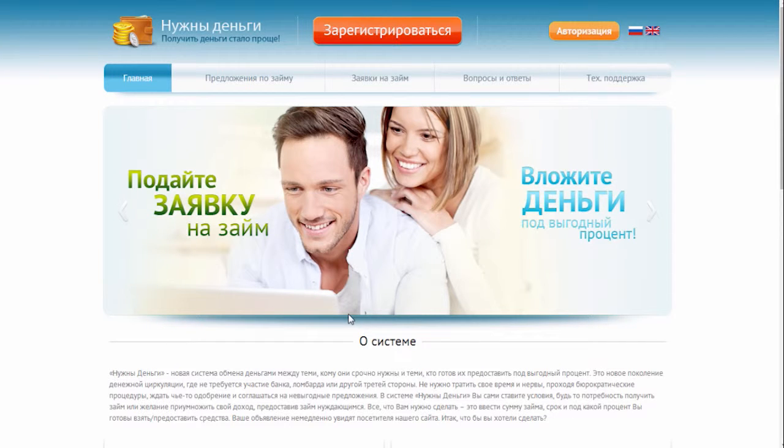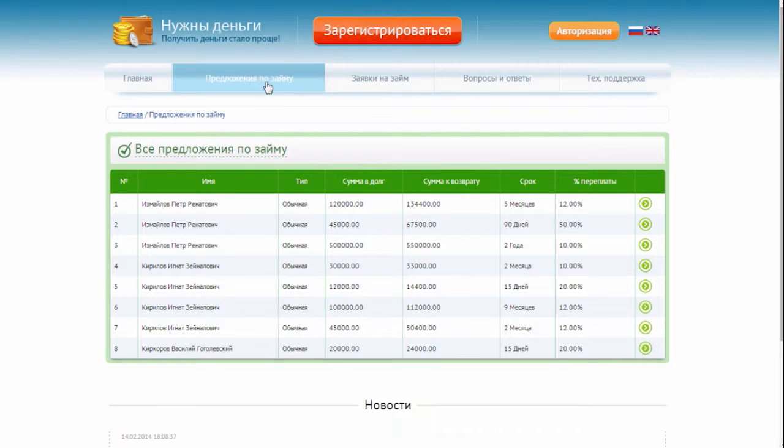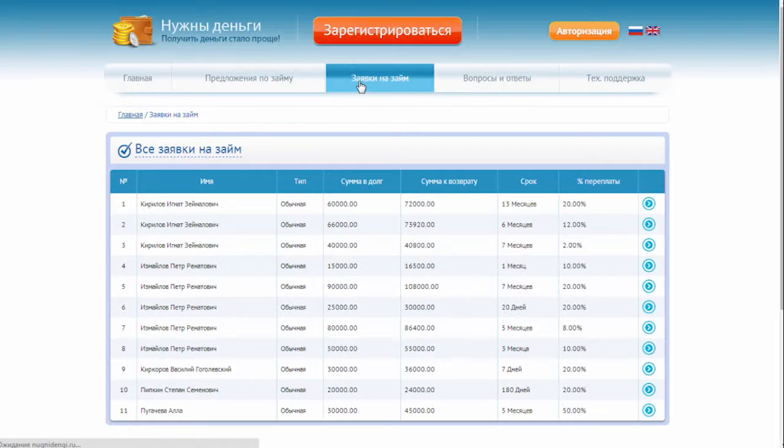Hello, this is the NeedMoney startup, which is a financial platform where people who need money meet people who have this money. This program will be useful for a mutual lending company based on the peer-to-peer scheme. Next, we will consider the functionality of the program.